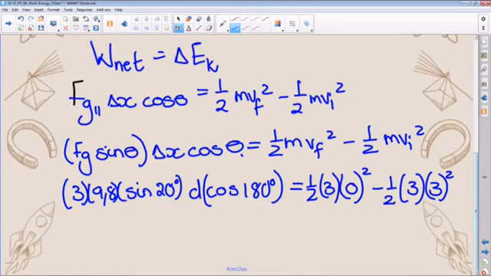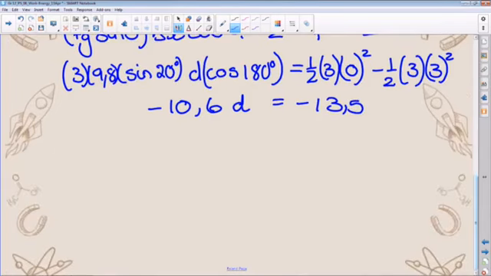So now, we type all of this into our calculators, and 3 times 9.8 times sine 20 is actually 10.6. Cos 180 is minus, so that's d. And a half times 3 times naught is naught. Then we've got a half times 3 times 3 squared. 3 squared is 9, a half times 3 is 1.5. That gives me minus 13.5. You're just going to have to believe me on that one. I promise I didn't do that in my head. I do have it all written down and worked out.